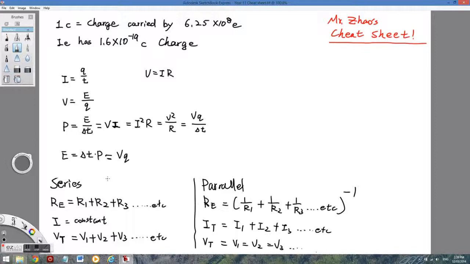So I just made this summary so I can show you some examples. Also, just remember this equation here, the power equation. I'm going to use this cheat sheet later to do some example questions.